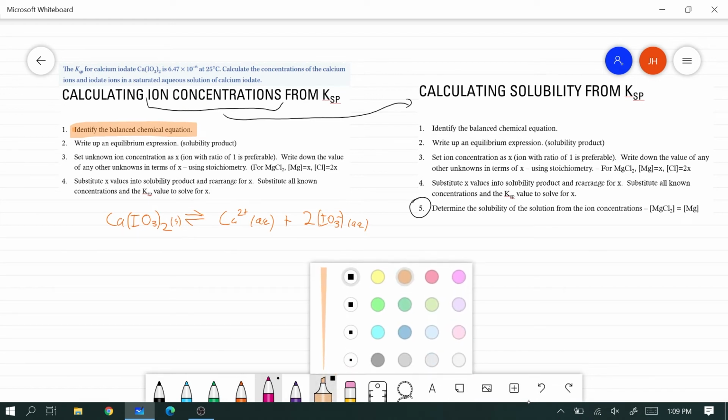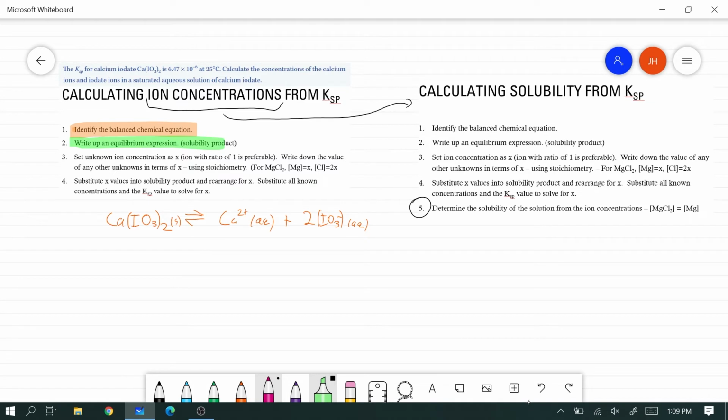Next thing that we need to do is write down our equilibrium expression, our solubility product. So KSP is going to be equal to the product of our ions, which is our calcium ions and our iodate ions, IO3 minus. And also note that I am going to square this value due to our ratios in the empirical formula.